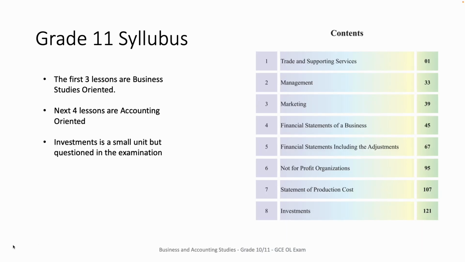In grade 11, you will have 8 lessons altogether. The first 3 lessons are business studies oriented: trade and supporting services, and management and marketing. For the next 4 lessons you will have accounting related areas: financial statements of businesses and financial statements including adjustments. Then the last lesson is investments, which is a small lesson, but you will definitely be examined on this area.